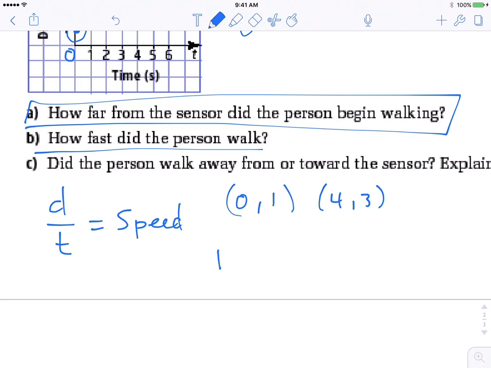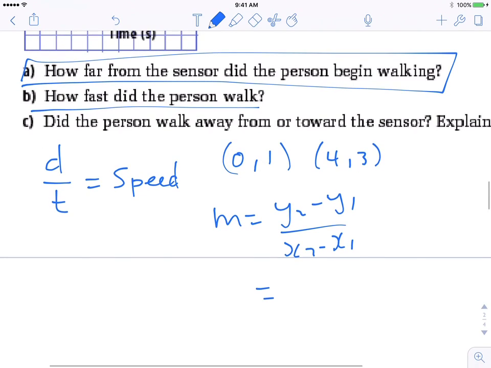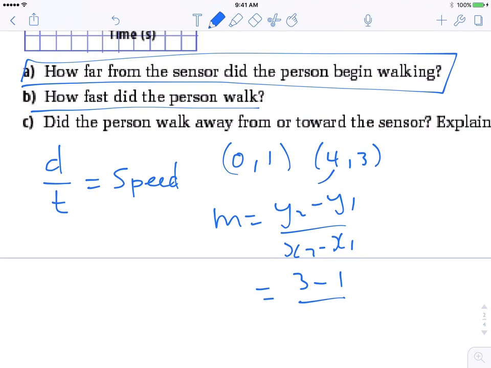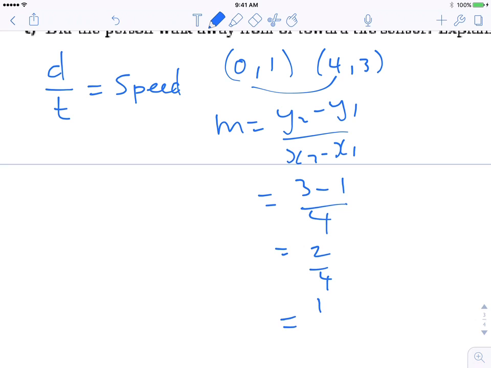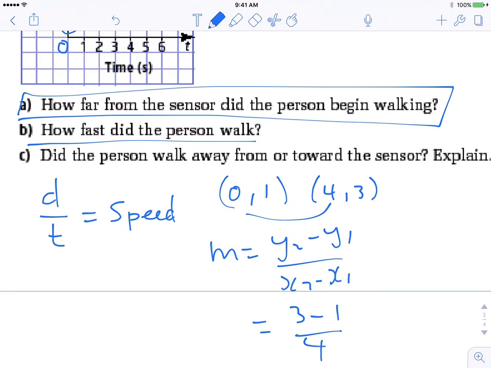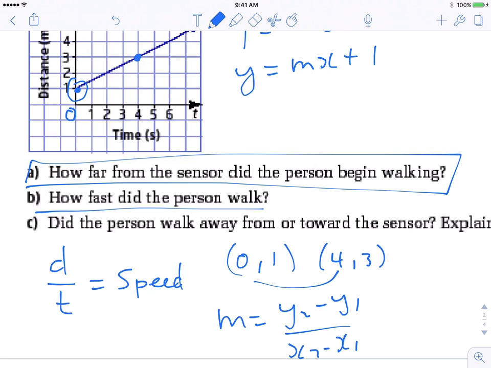And I will use my slope formula. Slope equals y2 minus y1 over x2 minus x1. And we have 3 minus 1 over 4 minus 0, which is 4. And we end up with 2 over 4, which of course is equal to 1/2. So the person is walking half a meter per second, or 0.5 meters per second. And by looking at the graph, you can tell if I go over 1 second, up a half, over 1 second, up a half, over a second, up a half.